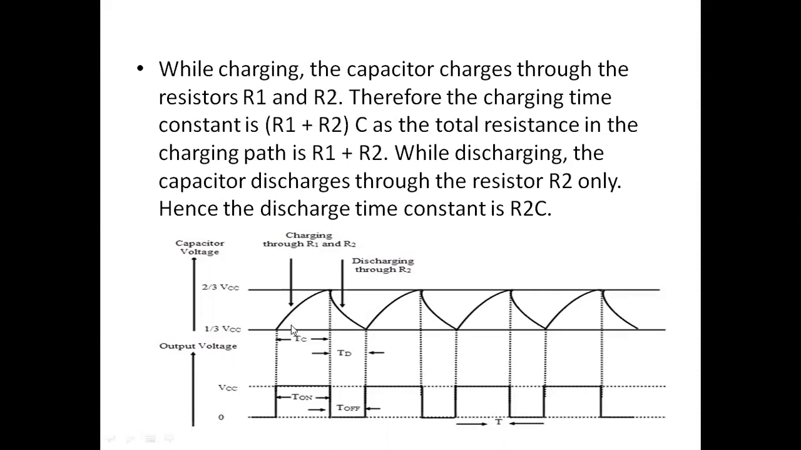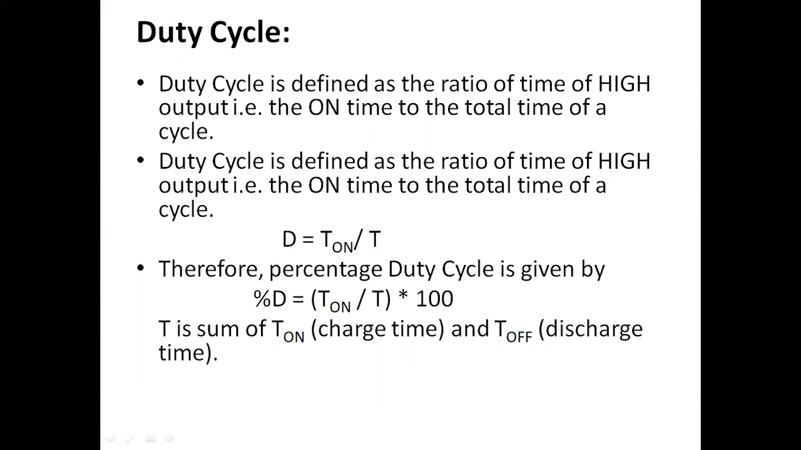So these are the two waveforms which represent the capacitor voltage and output voltage. Whenever the capacitor charges, it charges through the resistances R1 and R2, and the time constant becomes (R1 + R2) into C. Whenever the capacitor discharges, it discharges through the resistance R2, and the time constant becomes R2 into C. So next, coming to the duty cycle.